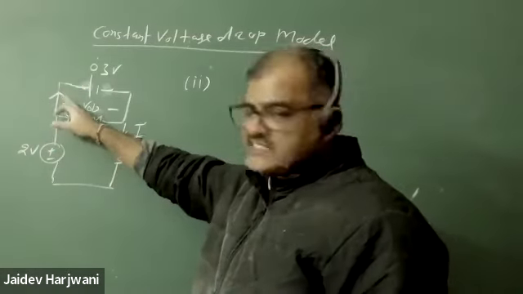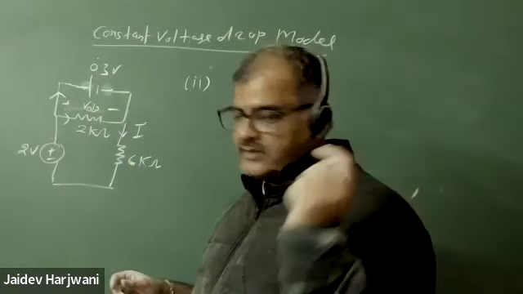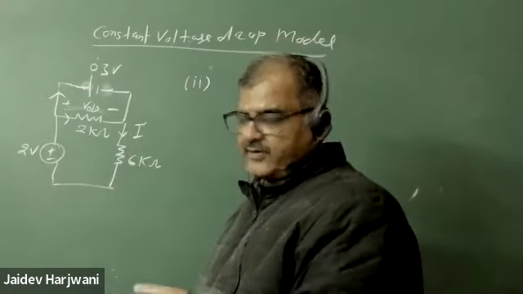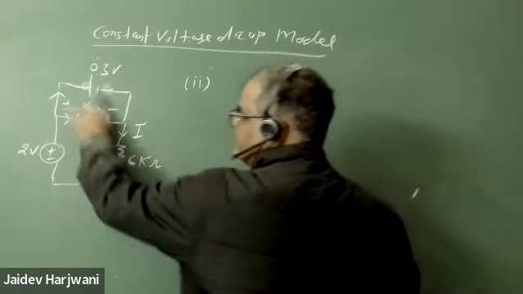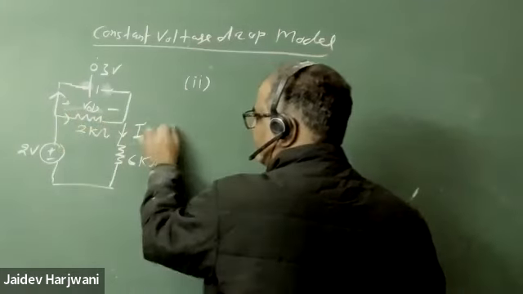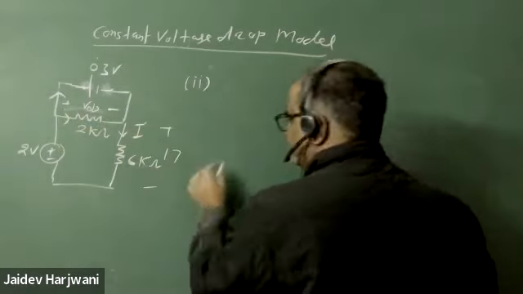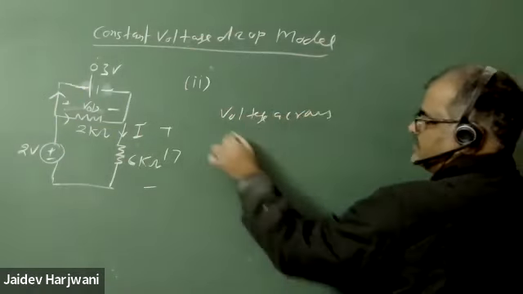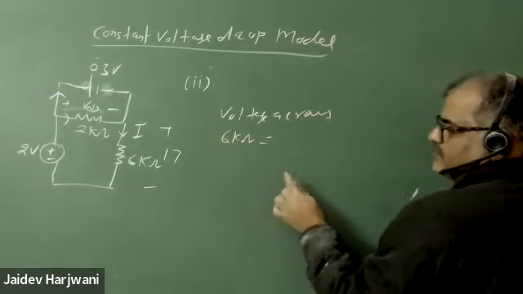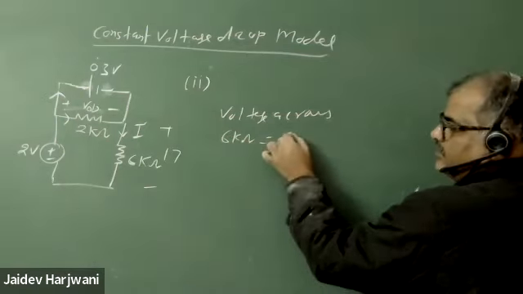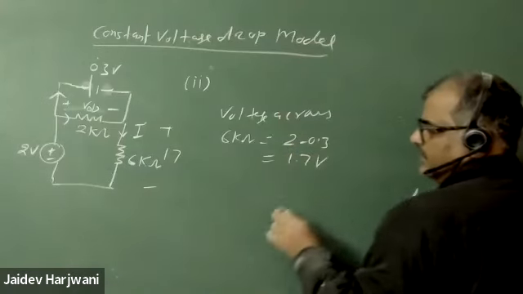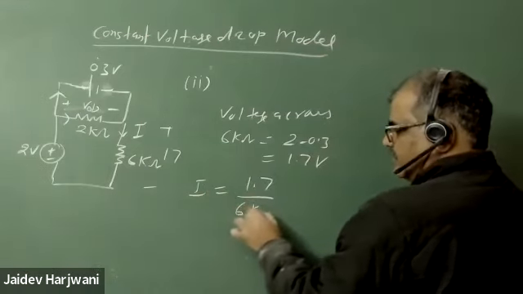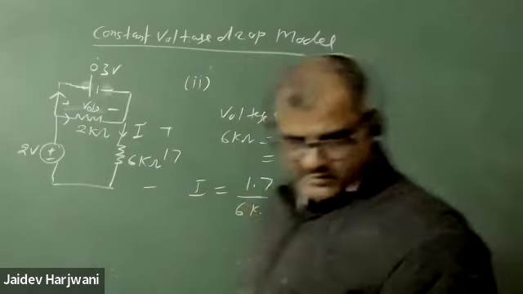Now current is flowing here also, and I don't know what the current value is, but I can know what the voltage is here. I know the resistance here, so I can calculate the current here. Now this voltage is 0.3, and the remaining voltage here is 1.7. So the voltage across the 6 kilo ohm is 2 minus 0.3, that is 1.7 volt. And again I can calculate: I will be 1.7 divided by 6 kilo ohm.